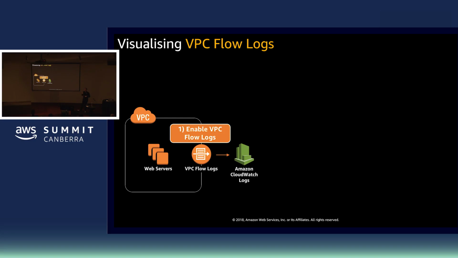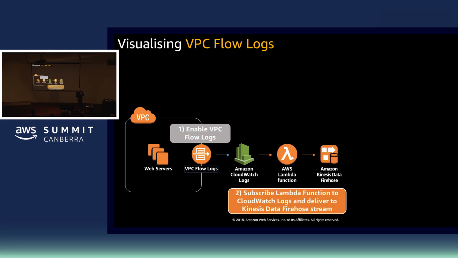So, as part of the process of enabling VPC flow logs, we set up a destination in CloudWatch logs. Then, I'm going to have a Lambda function subscribed to that CloudWatch log source, and it will be streaming our data into a Kinesis Data Firehose stream. Now, you do have the option, as of a few weeks ago, to directly pass data from VPC flow logs to an S3 bucket, which is going to be our final destination in this demonstration.